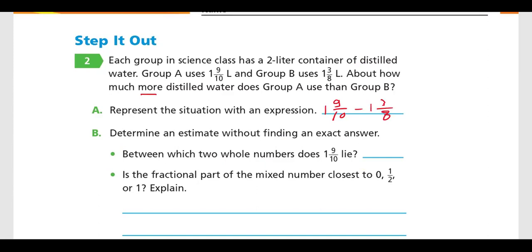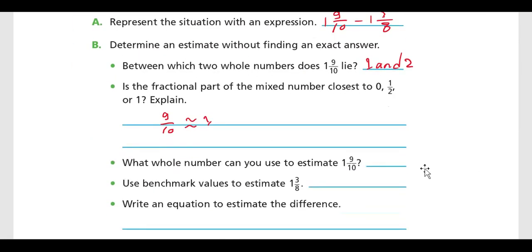So determine and estimate without finding an exact answer. Between which two whole numbers does 1 and 9 over 10 lie? It's between 1 and 2. If the fraction part of the mixed number is close to 0, half, or 1, then 9 over 10 is close to 1.